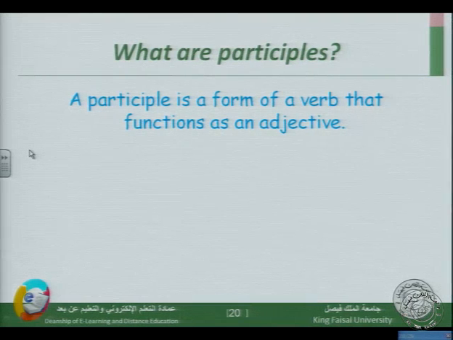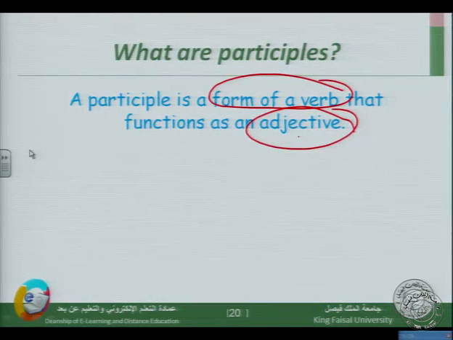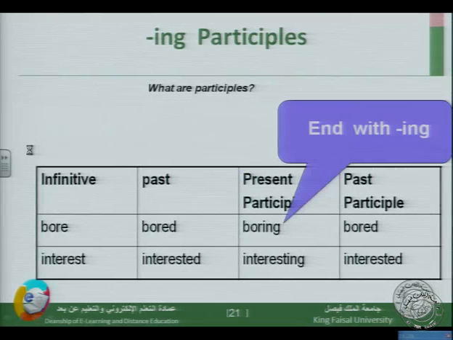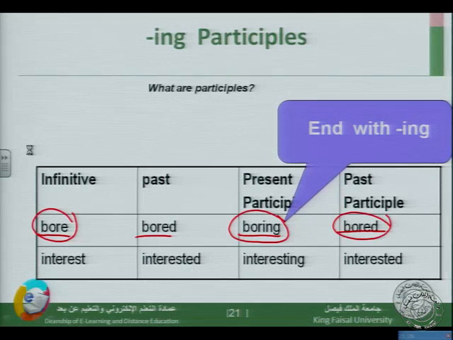A participle is a form of a verb that functions as an adjective. As what? Adjective. It is a verb form but its function is an adjective. Notice we have ing participles. What are participles right here? We have bore, the infinitive, bored, boring and bored. Bore means to make tired, boring means dull, and bored means dull.